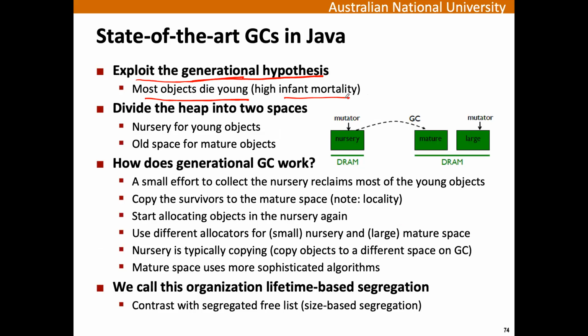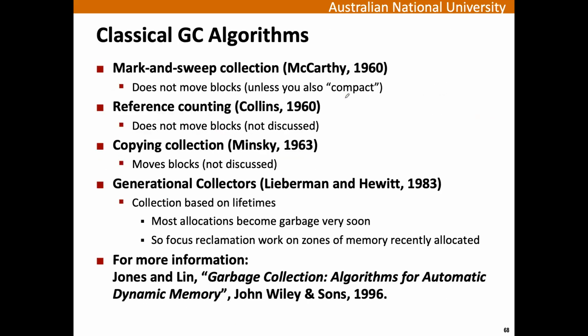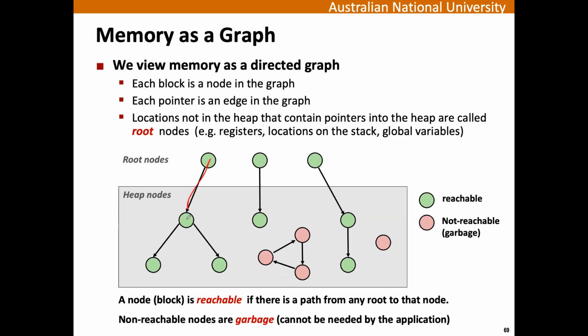The way programmers write programs, and this has been observed over many, many decades, most of the objects the programmers create die really young, very quickly. What this means is that the garbage collector can, with very little effort, reclaim large portions of the heap, right? So if most objects die young, then you are only traversing the reachable objects. Remember that graph? You're starting from the root nodes and you are only traversing the green ones, not the red ones.